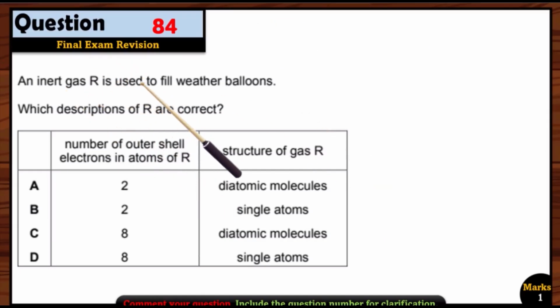Question 84. An inert gas R is used to fill weather balloons. Which description of R is correct? So the number of outer shell electrons in atoms of R. Okay, so the outer electron shell, how can you know if it should be 8 or 2?